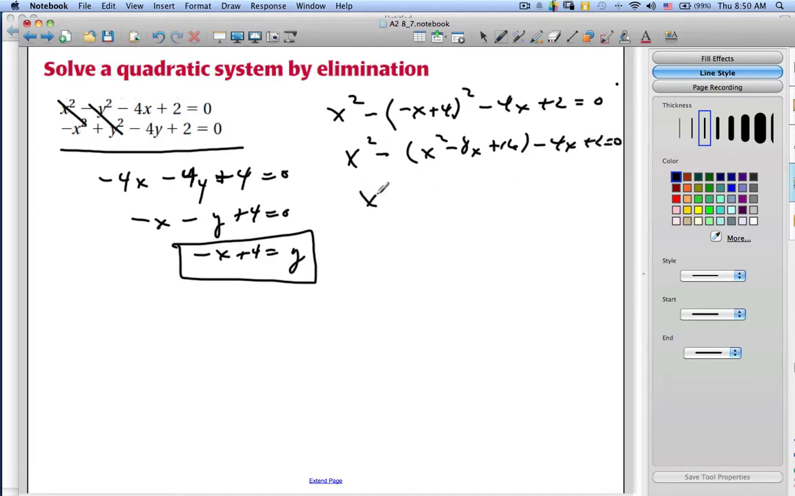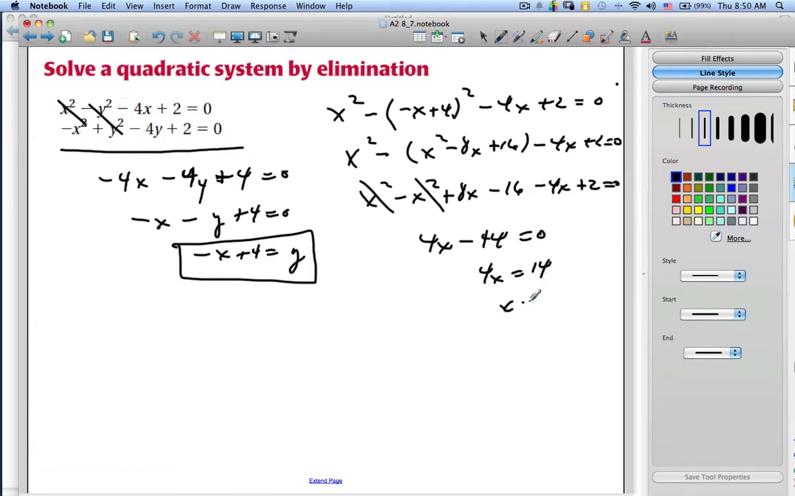And so I'll have x squared minus (x squared plus 8x minus 16) minus 4x plus 2 equals 0. So this is just taking the parentheses off. The x squared gets rid of the x squared. I'll have 8x minus 4x, that's 4x. Now I'll get negative 16 plus 2, that's minus 14, equals 0. And so 4x is equal to 14, and x would be equal to 7/2.